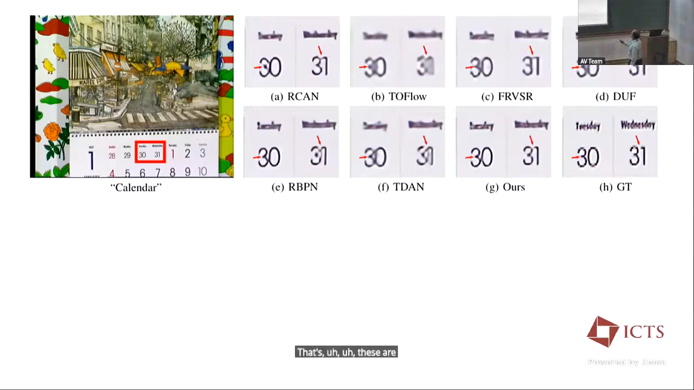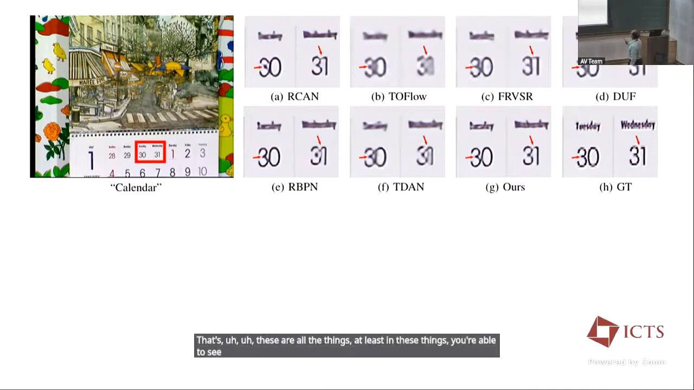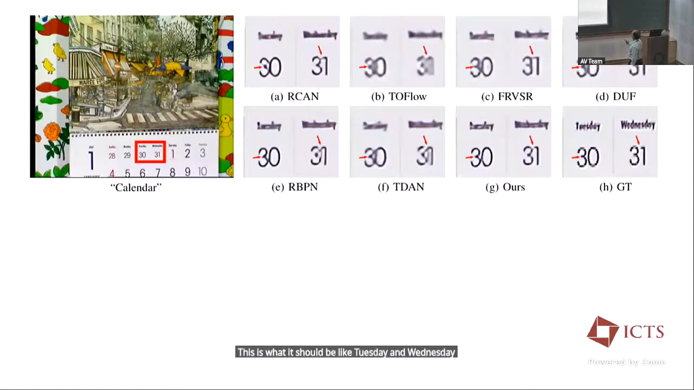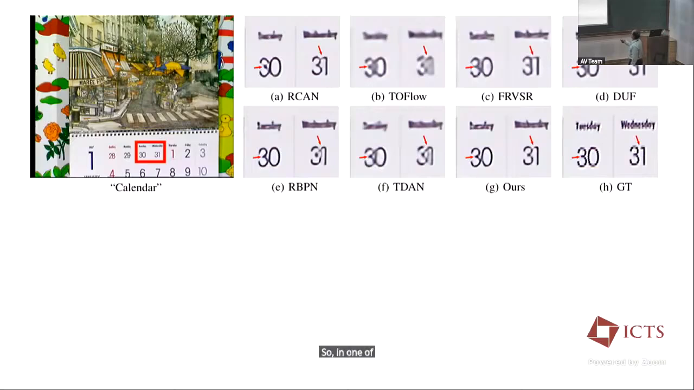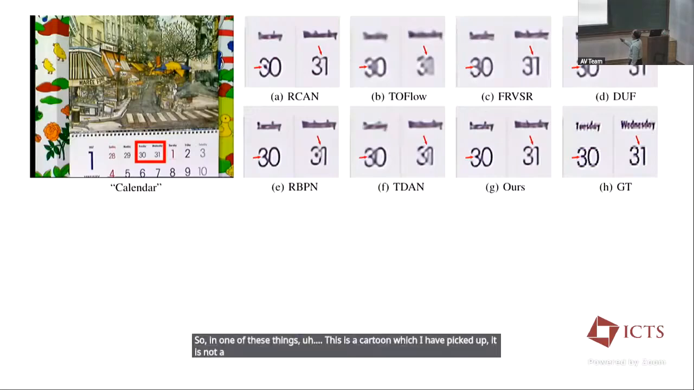At least in these, you are able to see the final patch, which is the ground truth. This is what it should be like. Which of these is going to improve it? In one of these, this is a cartoon which I have picked up. It is not a result which I have produced. This seems to be structurally closer to that.